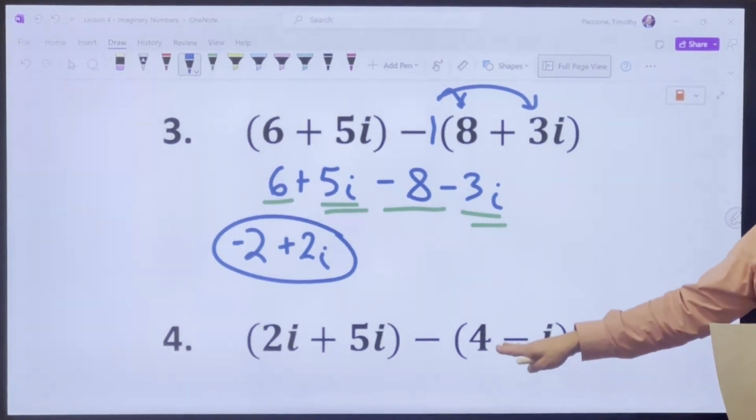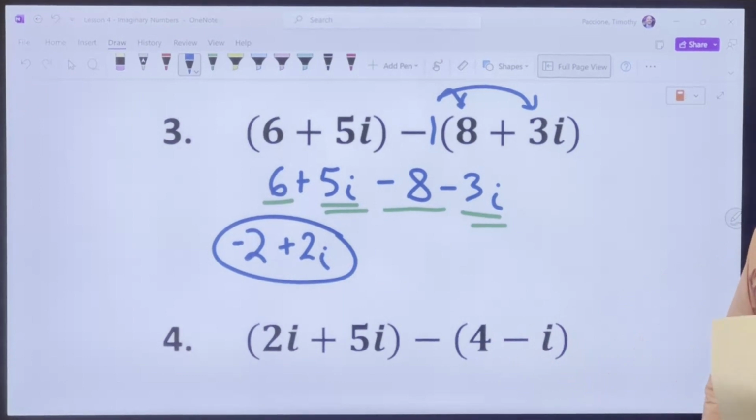If we're multiplying, but that'll be in the next section. But that's a good question. Yeah, you would square i if you're multiplying.